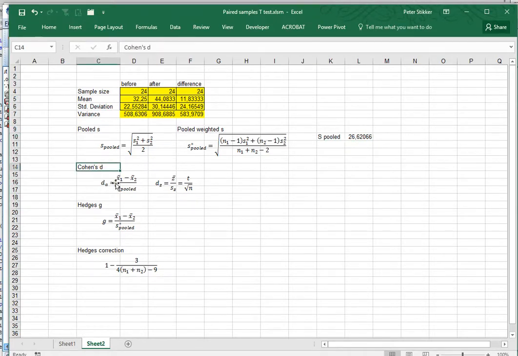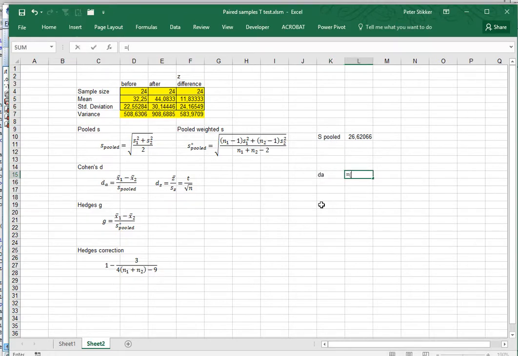Now for Cohen's d, there are quite a few different variations. But probably the most common ones are this one, which I will call d_av because it's using the average of the pooled. And another one is with z here being the differences. So this is actually what I call d_z. So there are two different ones, and they produce slightly different results.